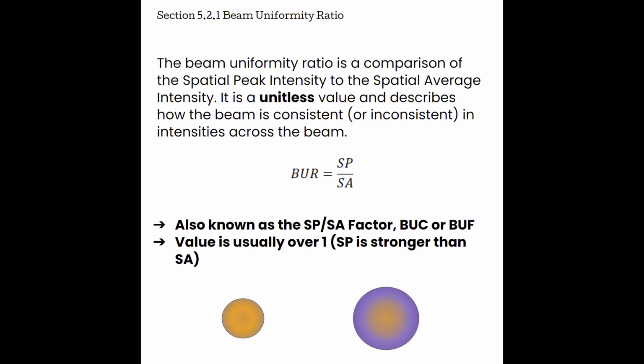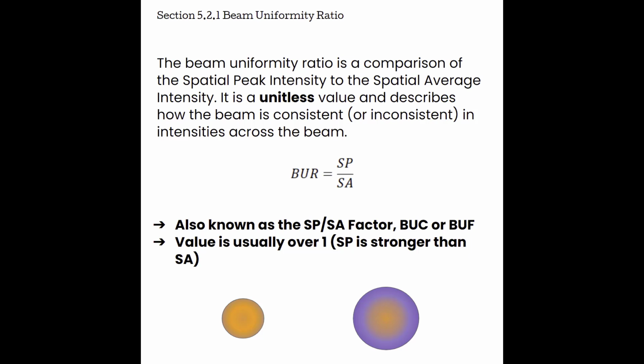The beam uniformity ratio actually comes with a lot of synonyms. It's also known as the SPSA factor, the BUC, which stands for beam uniformity coefficient, or BUF, beam uniformity factor. Typically the value is going to be over 1. That is because the spatial peak should always be stronger than the spatial average.